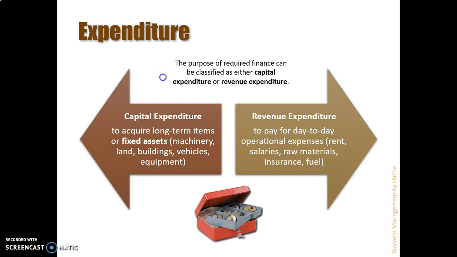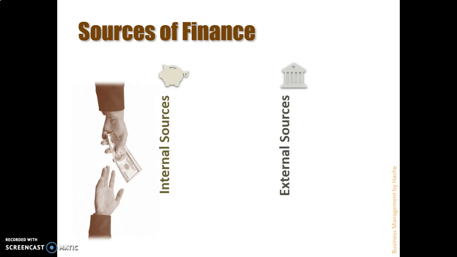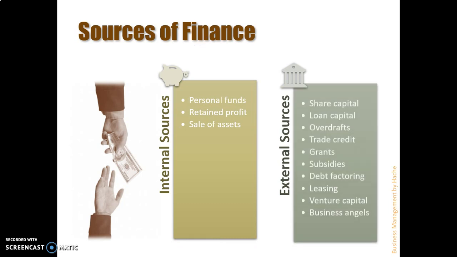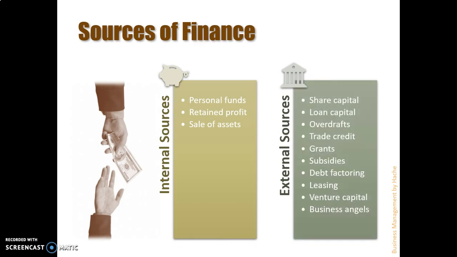Now, let's go on to the sources. Where do I get this money from? Sources of finance can be divided into two types. One is internal sources, which is all the money you can get from the business itself and from yourself, and the external sources, money you can get from external institutions or people. In this course, we will explore these 3 internal sources and these 10 external sources.